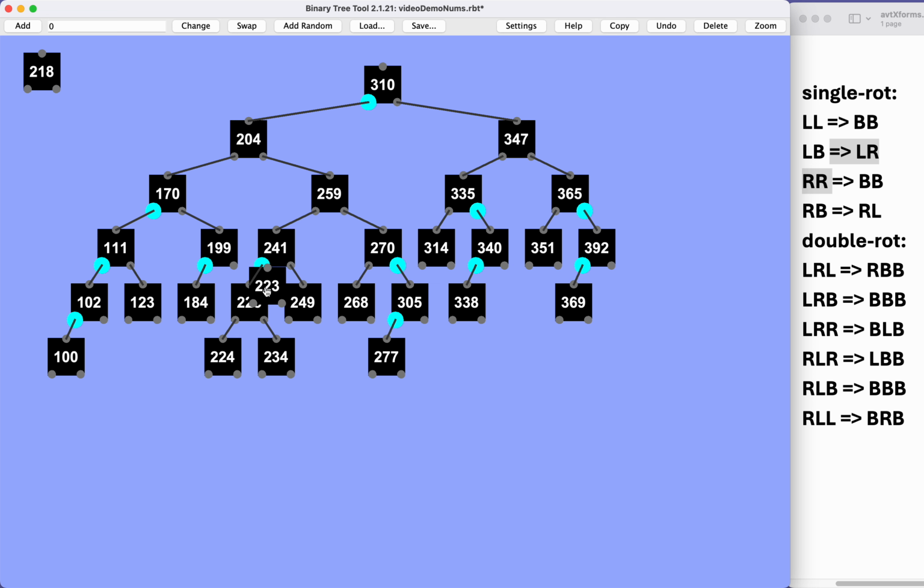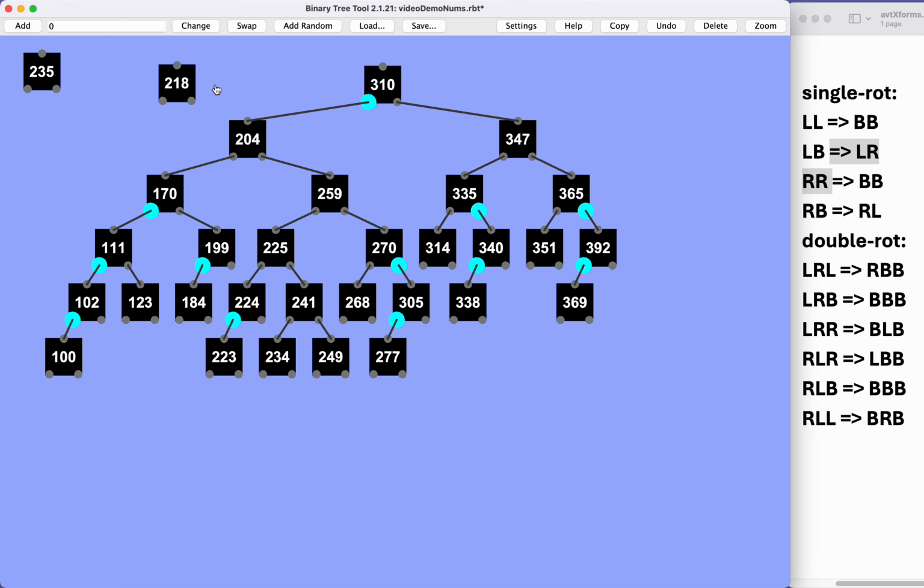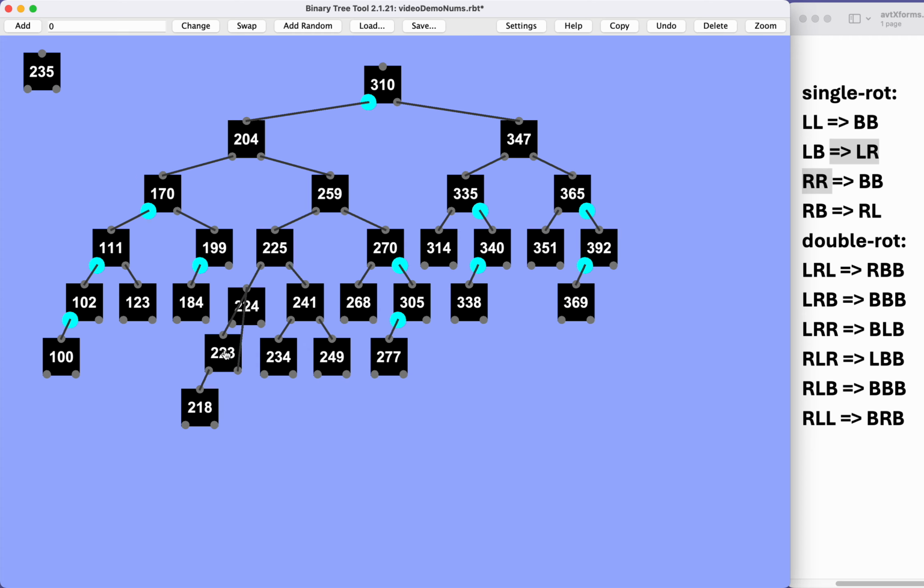223 is going right to the left child of the just inserted 224. Propagate the height increase up. I hit the 241, already left leaning. This is left, so I just do the single rotation. 218, that becomes the left child of the 223. So it increases in height. Can't make this any more left leaning. I have a left transformation.